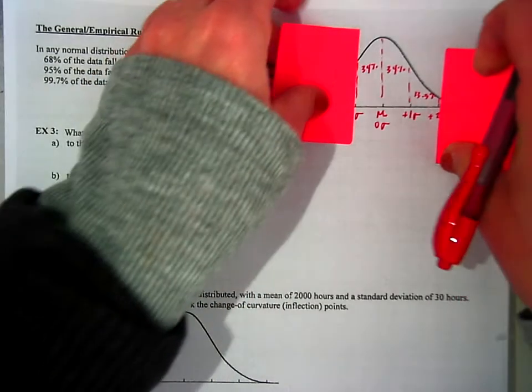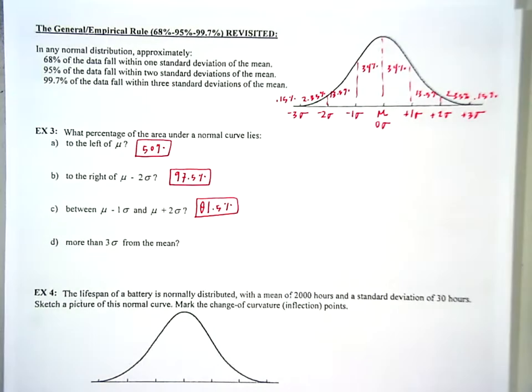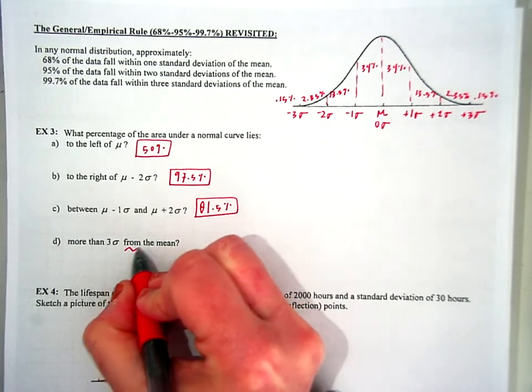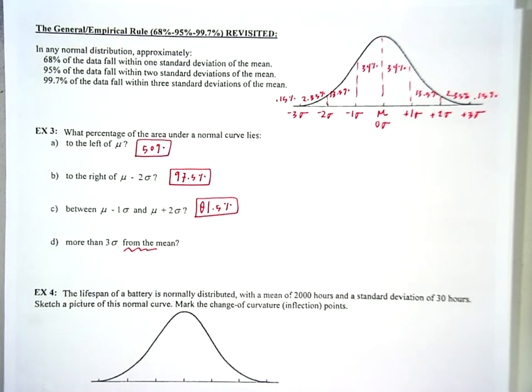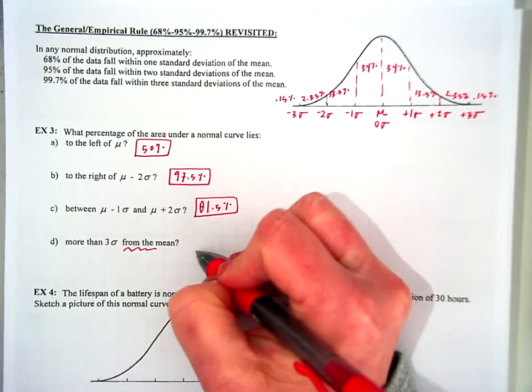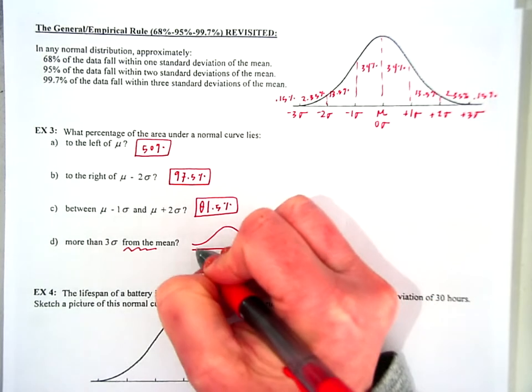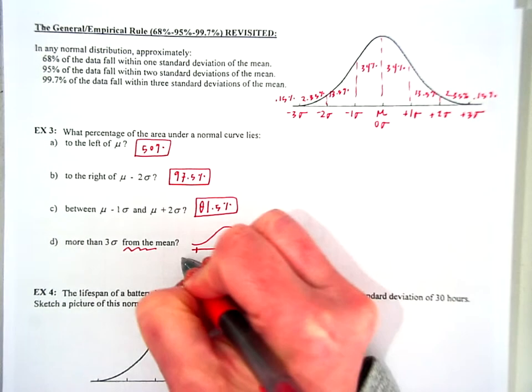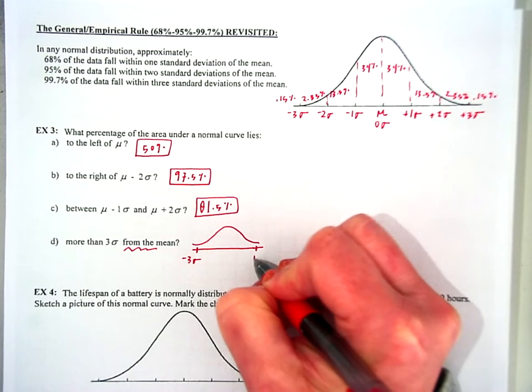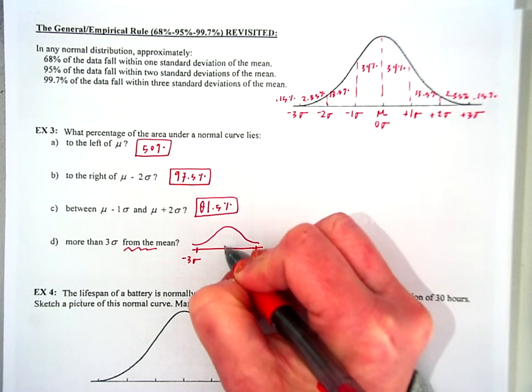Okay, and then lastly, more than 3 standard deviations from the mean. So it's implying away from the mean. Let me draw a little normal curve like this. Let me mark where those extremes are, so the minus 3 and the plus 3 standard deviations. And remember, here's the mean.